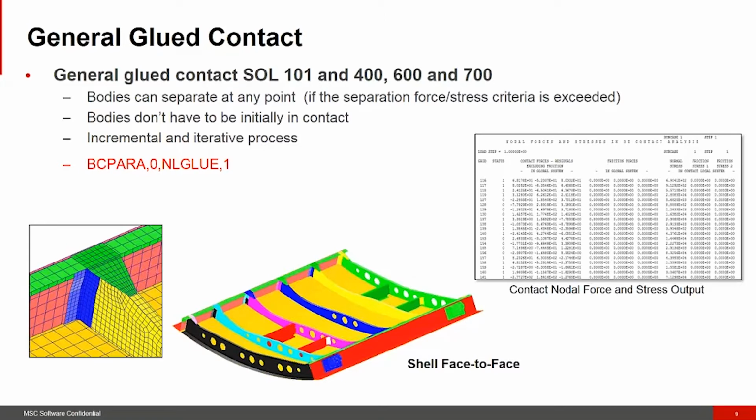And here you can see that the contact nodal forces and stresses are output in the F06 files for the user. How to activate it, I'll show you how you can do it in Patran, but in MSC Nastran, if you want, you can just define a BCPARA entry and define NLGLUE 1. So that means like nonlinear type of glue.